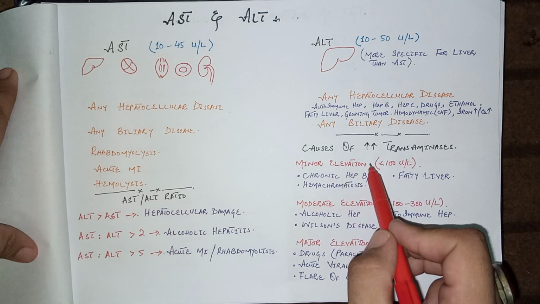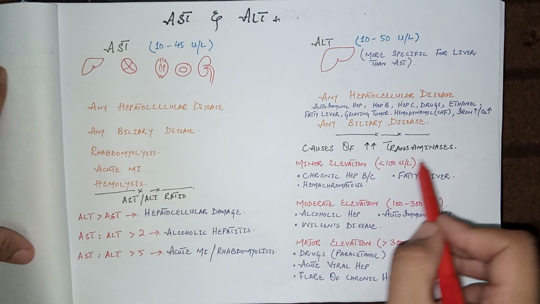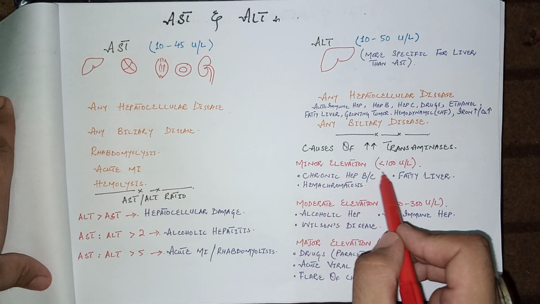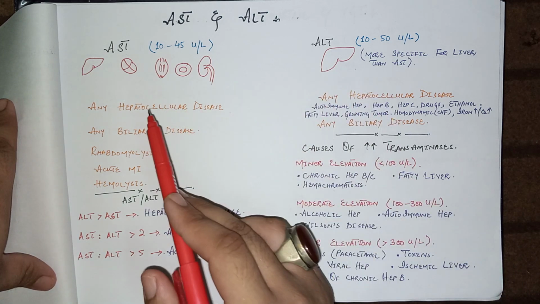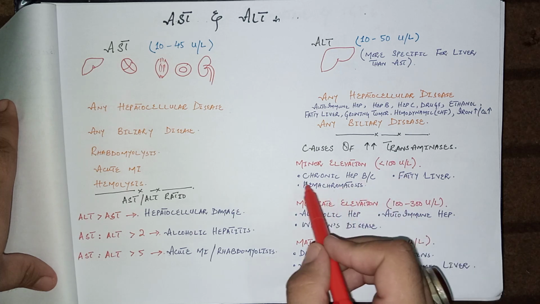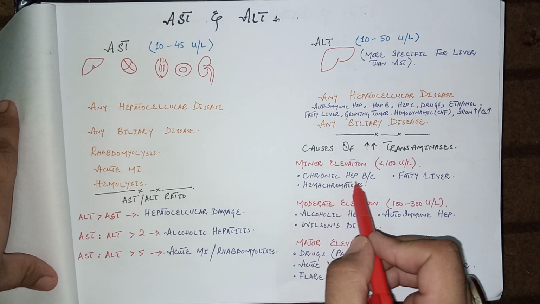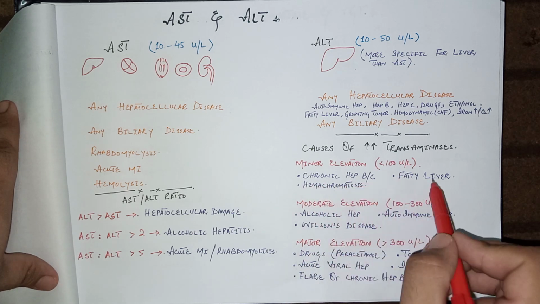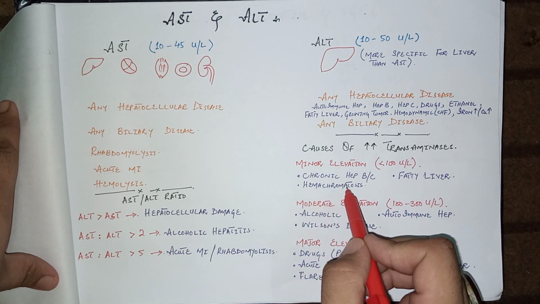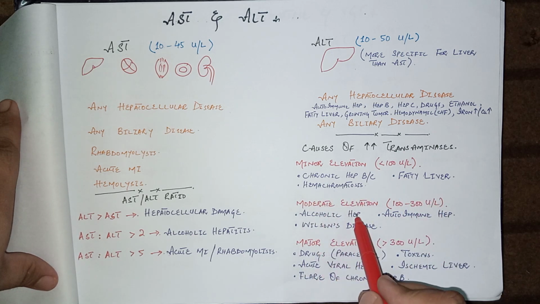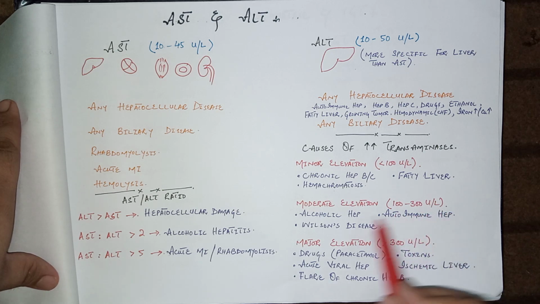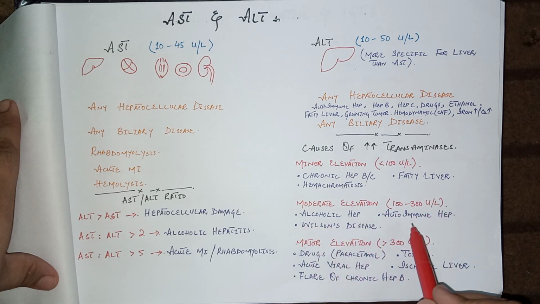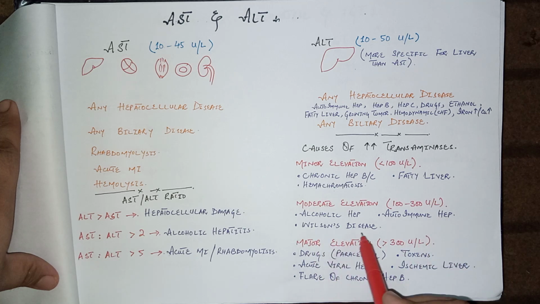Remember the causes of increased transaminases. If there is minor elevation, that is less than 100 units per liter of transaminases, either ALT or AST, these are the various causes like chronic hepatitis B or chronic hepatitis C, fatty liver and hemochromatosis. But if there is moderate elevation of transaminases like 100 to 300 units per liter, it may be due to alcoholic hepatitis, autoimmune hepatitis and Wilson's disease.